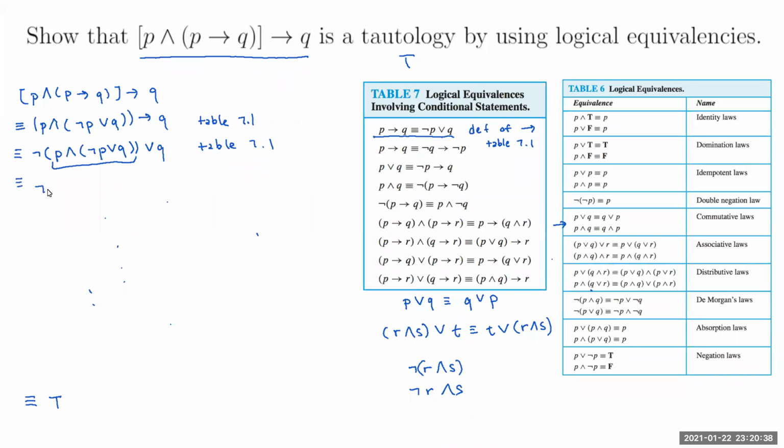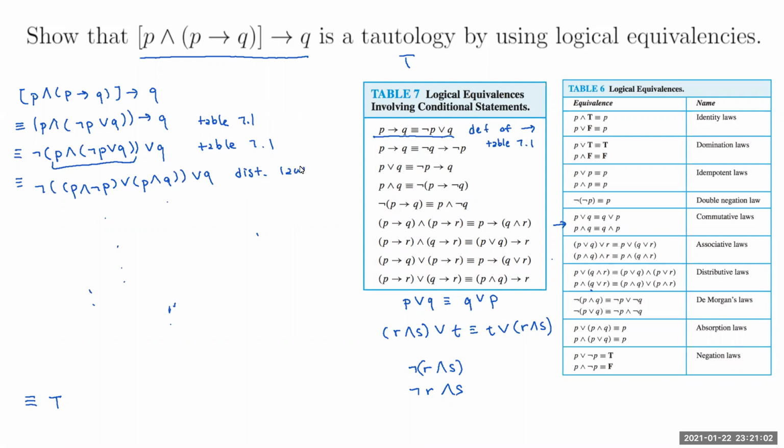So we get not (P and not P) or (P and Q) or Q, and this is by the distributive law.